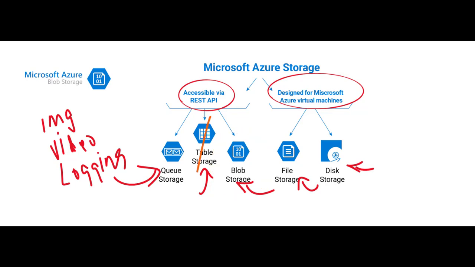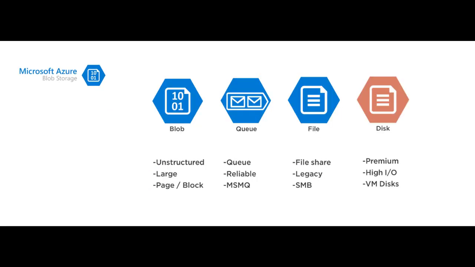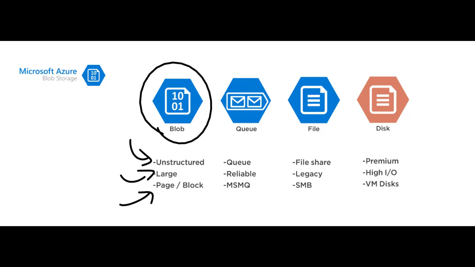I don't want table store or queue storage. I don't want file storage or disk storage as they're associated with VMs. I want blob storage so that it can take care of my images, my video logging, and perhaps even streaming data. So blob storage is meant for unstructured data, large amounts of data, maybe dealing with pages and blocks, like you would in a database, for example.